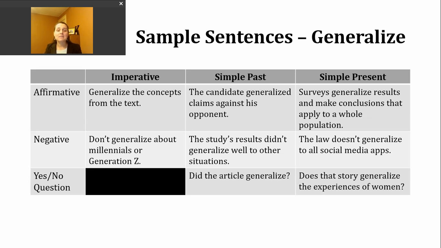And if I want to make a yes or no question in the simple past tense, I would start with did, then I'll have my subject, and then the base verb. Did the article generalize? Did it make broad statements?